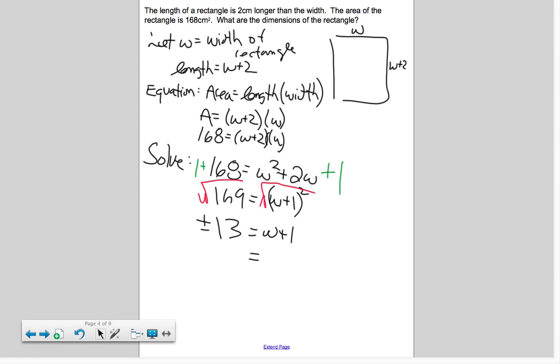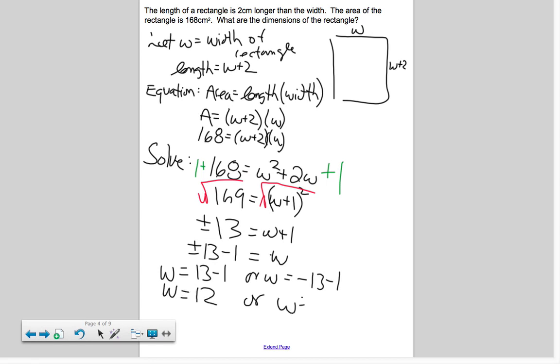Now how do I isolate for W? Caitlin, how do we isolate for W? Yeah, we subtract 1 from both sides. So W is equal to 13 minus 1, or W is equal to minus 13 minus 1. So W is either 12 or W is equal to minus 14.